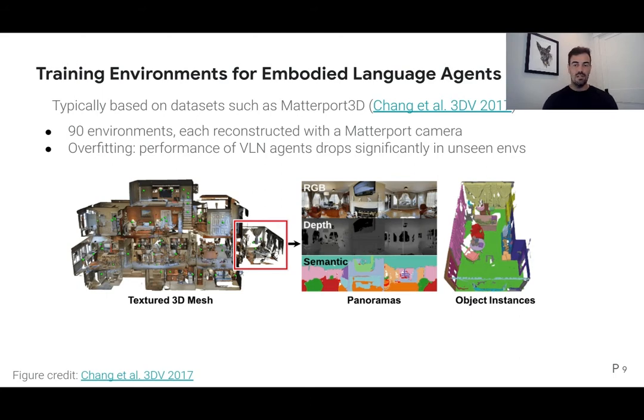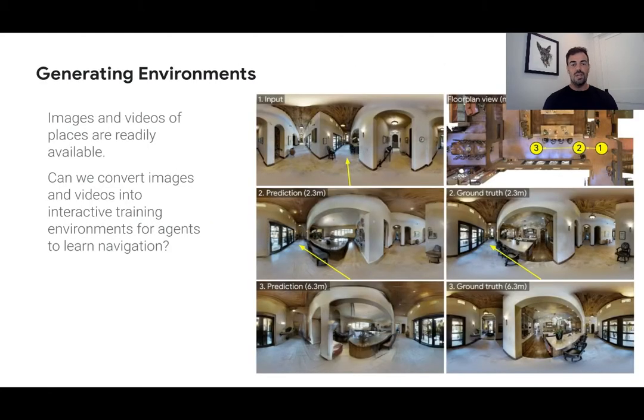And so the concept I would like to investigate right now is whether we could take images and videos of places that are readily available at massive scale. Even looking at internet videos, there are hundreds of thousands of real estate walkthrough videos on the internet. And my question is, can we take these static images and fixed videos and somehow make them interactive and convert them into interactive training environments where an agent could learn to navigate?